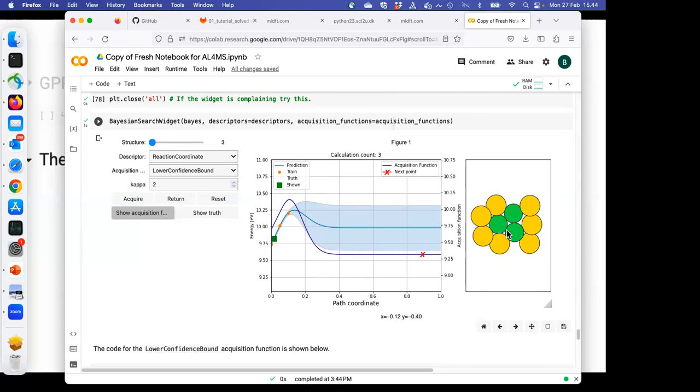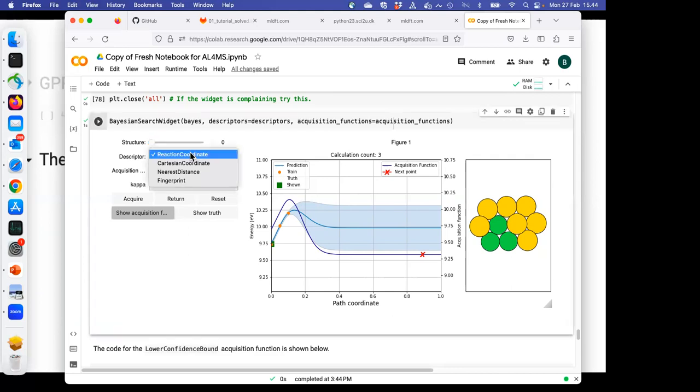So that should take me back to the beginning. That's not the beginning, this one. Okay, now I'm back at the beginning. So that's what this thing is about. Then you can choose your descriptor. Then you can choose the way you acquire.